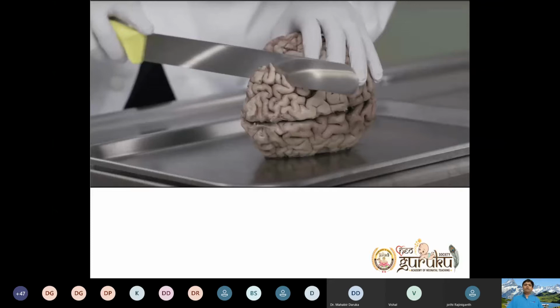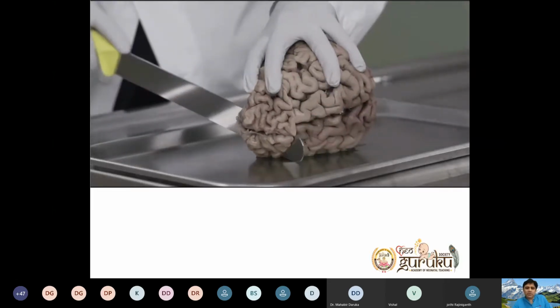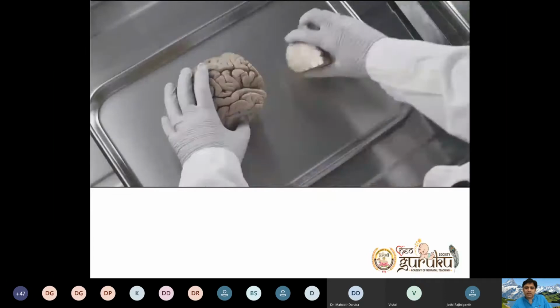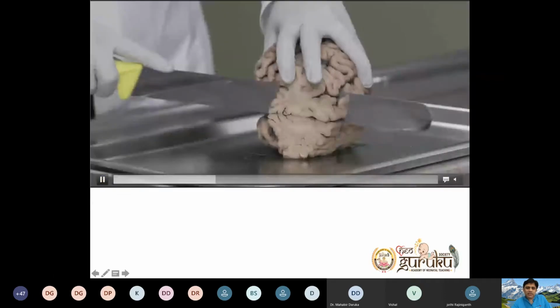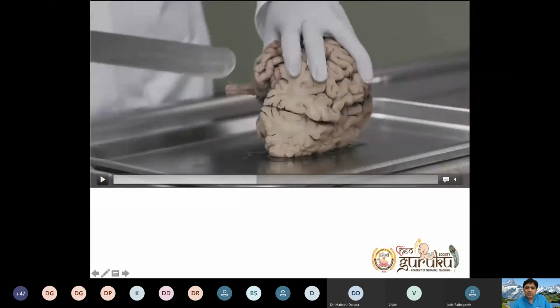Now we'll do the section. We are cutting the section. In ultrasound, it won't be exactly the slice that we are taking. So you can see here how it looks. This is both cerebral hemispheres. This is your interhemispheric fissure, separating both cerebral hemispheres.